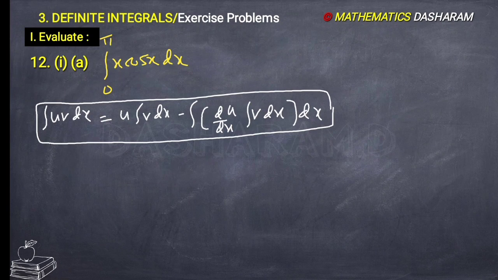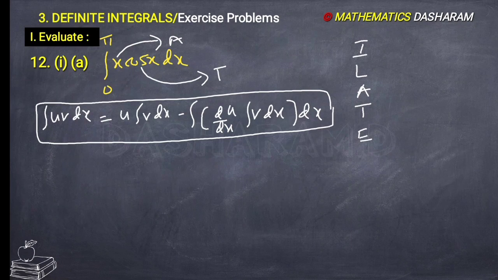But here which is u and which is v depends on the ILATE rule. Okay, so here x means what? Algebraic function. Cos x means trigonometric function. So as per this rule, algebraic function should be first, trigonometry is second. So they are in the proper order, then we can continue our answer. Okay, so here x is u and cos x is v.